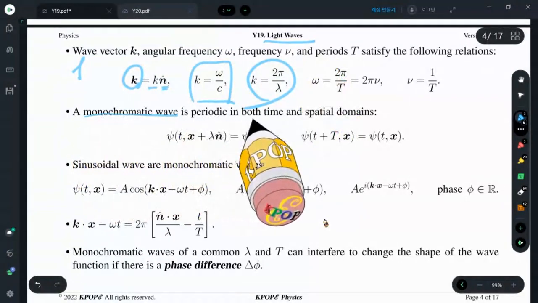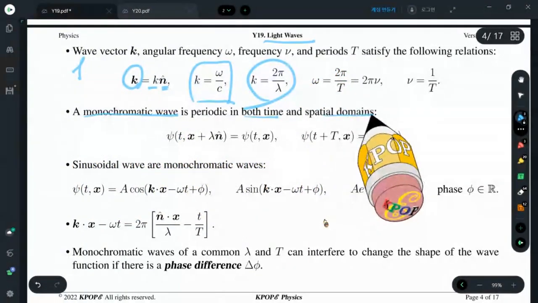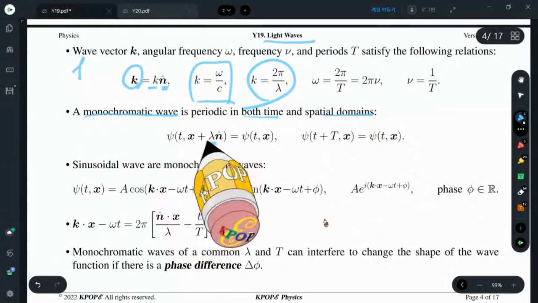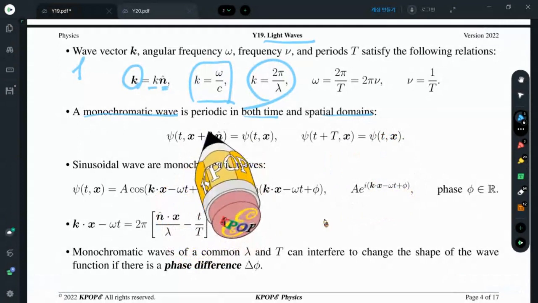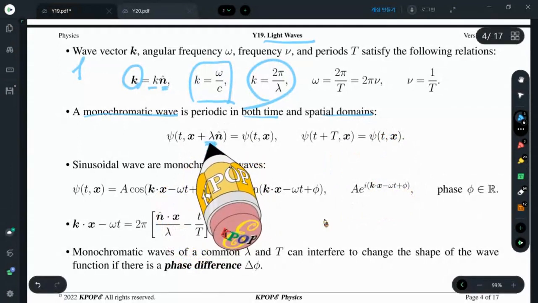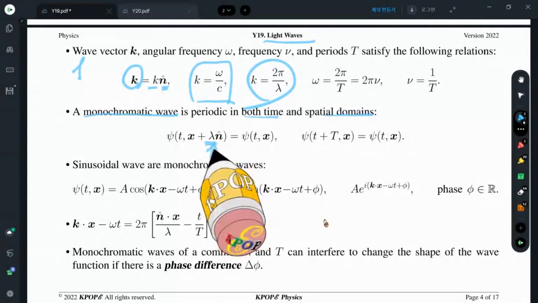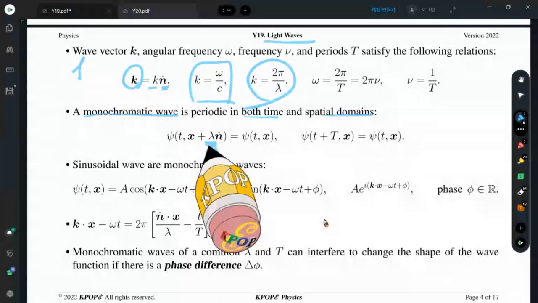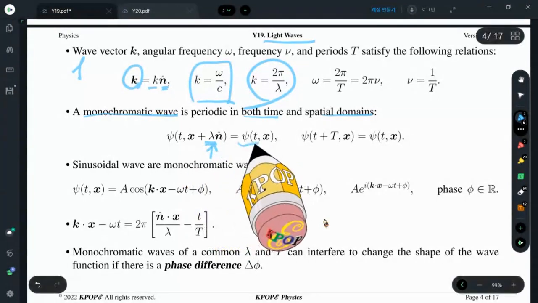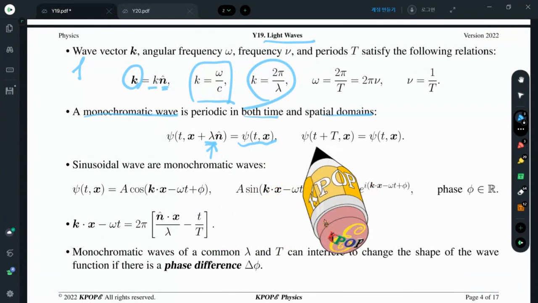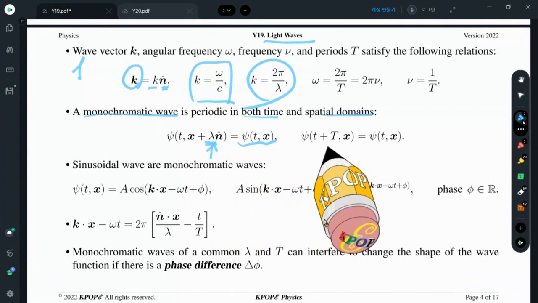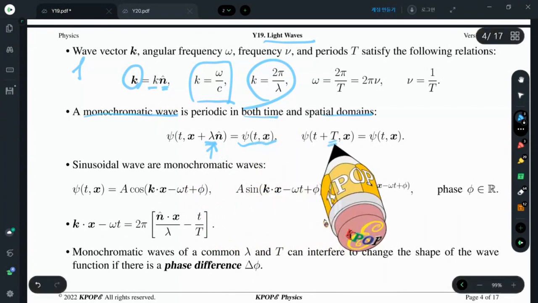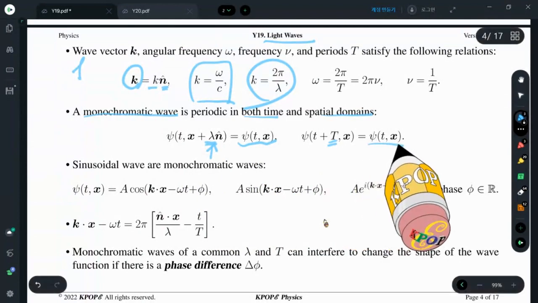A monochromatic wave is periodic in both time and spatial domains, and its period with respect to the spatial coordinate is lambda. If you translate the wave by the wavelength along the direction of propagation or backward, either way, the wave should be invariant. In addition, if you translate time by its period or integral multiples of the period, the wave should be the same.